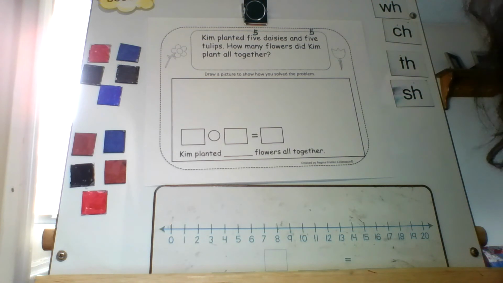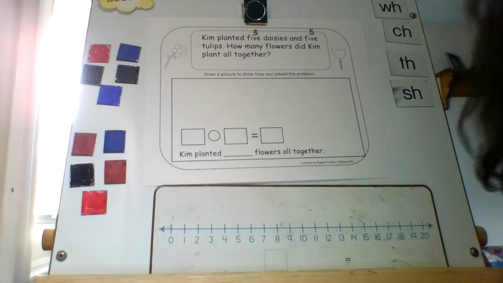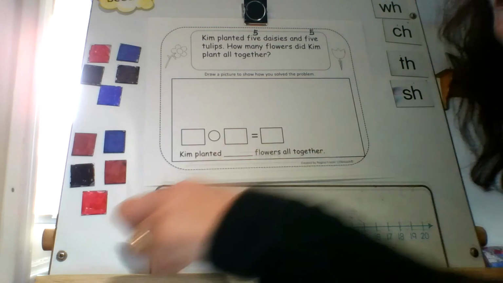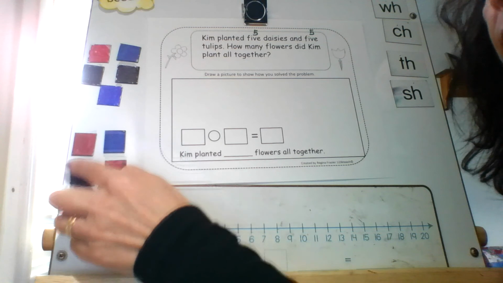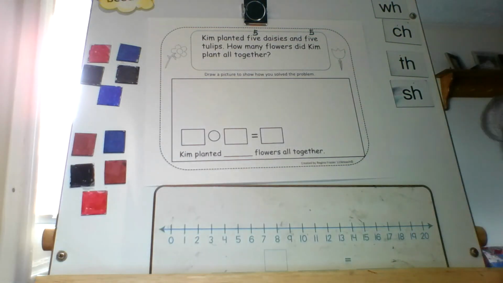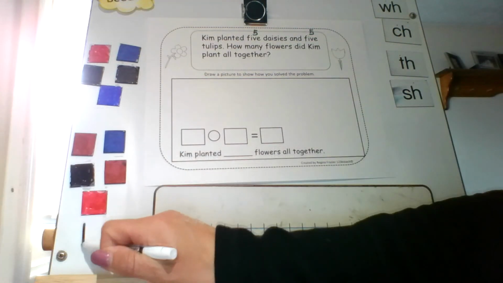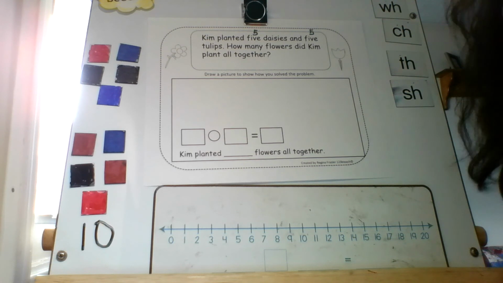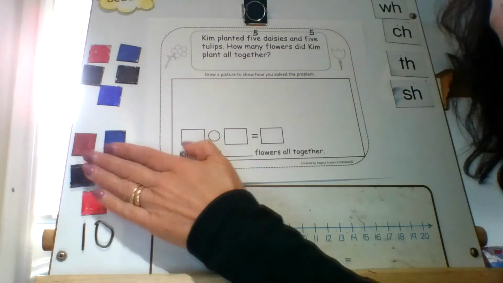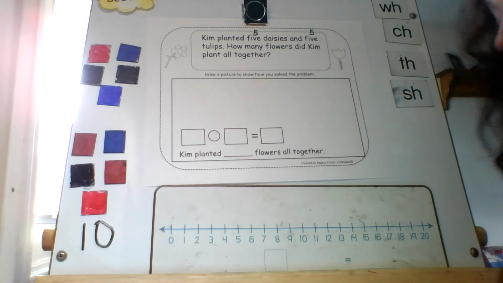Now it says, how many flowers did Kim plant all together? So how do we figure that out? Count them all together. So go ahead and count yours, and I'm going to count mine. 6, 8, 10. Did you get 10? Good work. All right, so now that we know the answer is 10 over here with our counters, we have to put it on our paper though, because we want everybody to be able to see it on our paper.